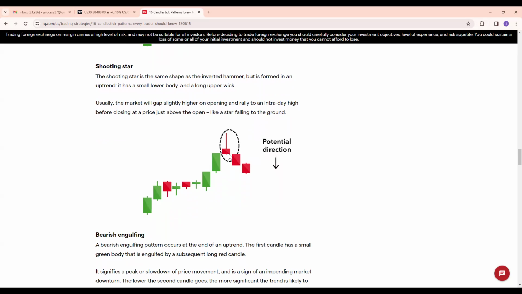So this definitely represents that the downtrend is starting and the uptrend is coming to an end. Again, we may come down and test this level, but the reversal is usually very, very strong when we have that type of candle.